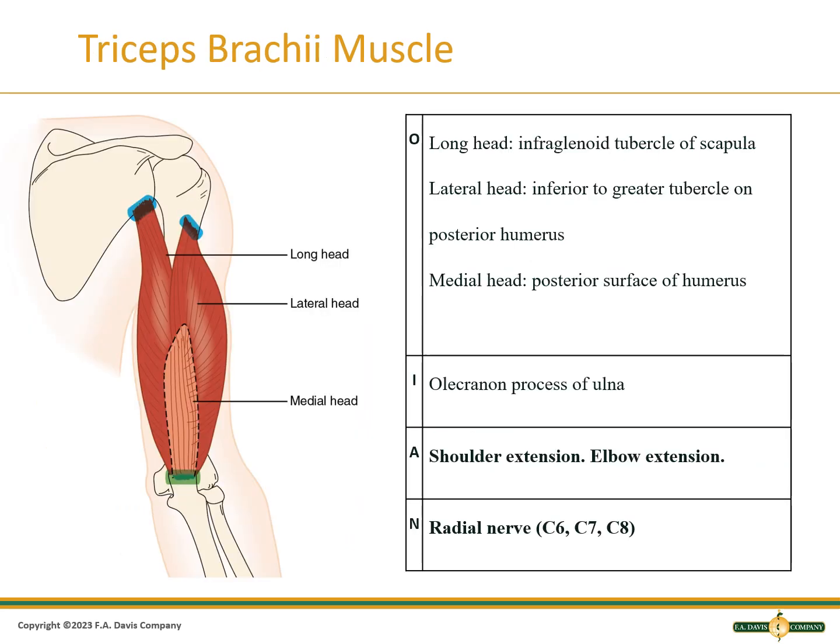Triceps brachii. Again, we think of triceps as more of an elbow muscle, but because we have heads that cross the shoulder, it also contributes to shoulder motion, and so we look at it in both places. The long head of the triceps originates on the infraglenoid tubercle of the scapula. The lateral head originates inferior to the greater tubercle on the posterior humerus, and the medial head originates on the posterior surface of the humerus. So only our long head crosses the shoulder. They all insert on the olecranon process of the ulna and cause shoulder extension and elbow extension. And the triceps is innervated by the radial nerve because the radial nerve runs on the posterior aspect of the upper extremity.